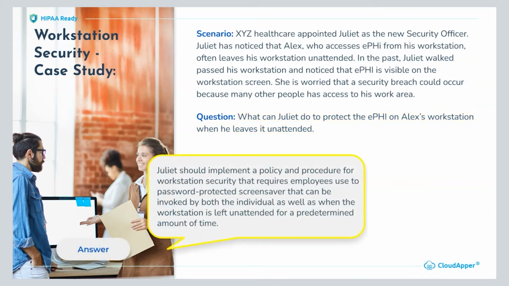Juliet should implement a policy and procedure for workstation security that requires employees to use a password-protected screensaver that can be invoked by the individual as well as when the workstation is left unattended for a predetermined amount of time.